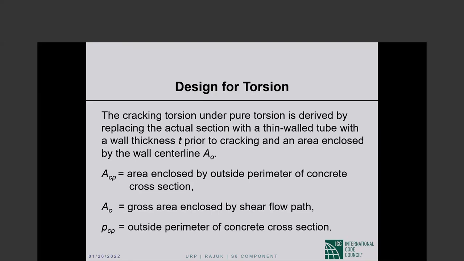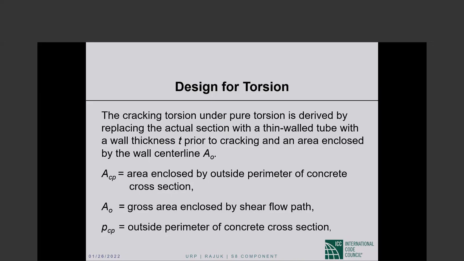Okay. So we will calculate our cracking torsion by replacing the actual member section that we have with a thin wall tube that has a wall thickness t, and we will see what this t is, and an area enclosed by the wall center line equal to A sub 0. This wall center line will become clearer as we go.